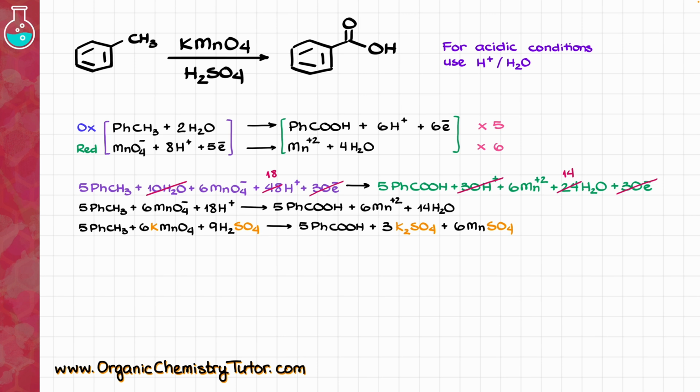So now we know that in order to do the benzylic oxidation of toluene to benzoic acid in the presence of potassium permanganate, you need to have 6 equivalents of potassium permanganate for 5 equivalents of the toluene, and we will also require 9 equivalents of sulfuric acid for this reaction to run smoothly.